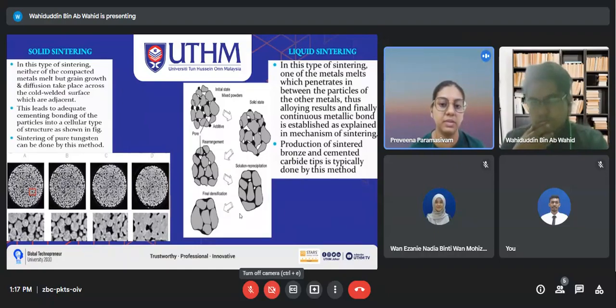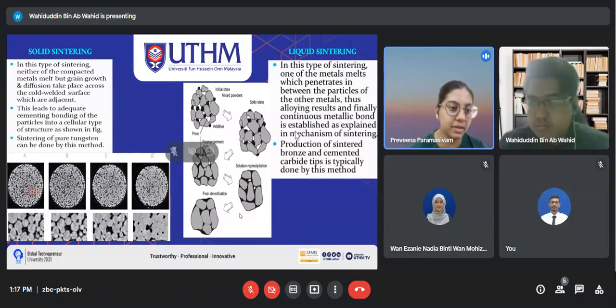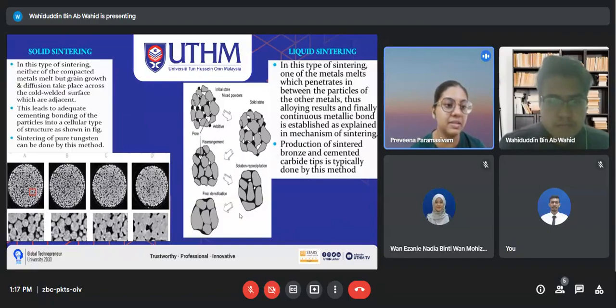As we can see from this slide, the sintering process is classified into two groups. One is solid phase sintering, and the second is liquid phase sintering. For solid sintering, neither of the compacted metals melt, but grain growth and diffusion take place across the cross-welded surfaces, which are adjacent. This leads to adequate cementing bonding of the particles, and this type of sintering can be seen in pure tungsten.